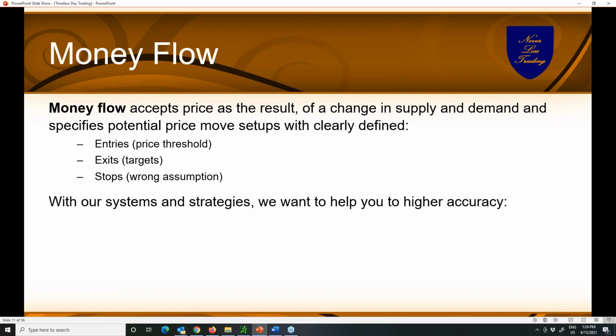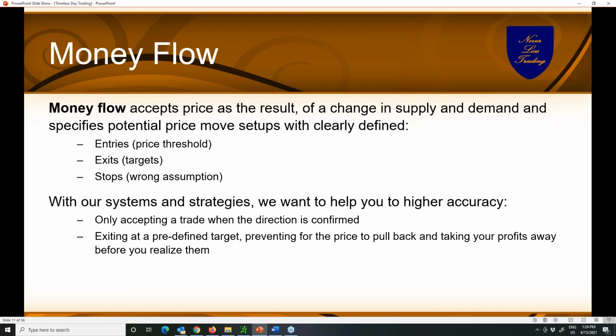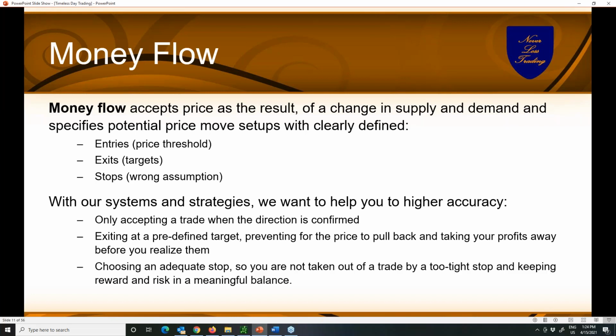But look, at the end of the day, only the balance at the end of the week, the month, is going to count. And so we are only accepting trades that are directionally confirmed. So we're not guessing. The trade has to be directionally confirmed, and then we do it. And we exit at a predefined target, preventing the price from getting to something and then pulling back, because at a certain price expansion, it's lucrative for other holders to sell, and you will know it because the system is going to paint it right on the chart for you.